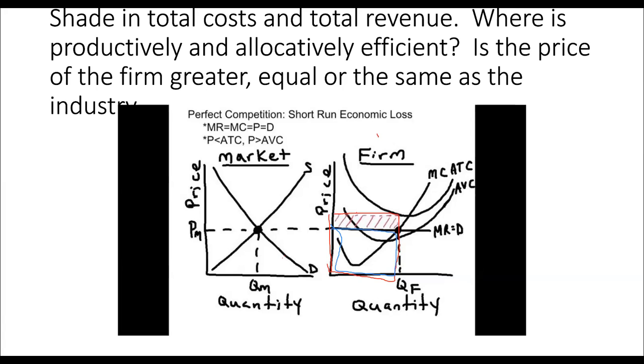I have a question. What does the blue box represent? That is total revenue. Cameron, you want to give Lorenzo some help on allocative? Where MC crosses demand is allocative efficiency. Okay.